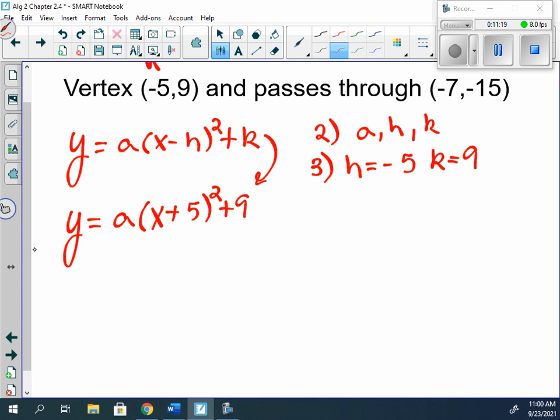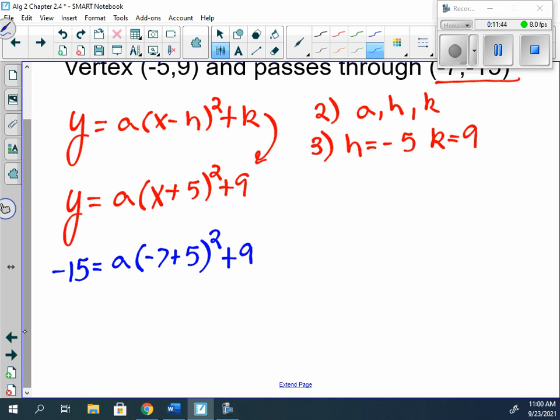So really, at this point, all we're missing is the value of a, yes? To find a, we're plugging in the point (-7, -15) for x and y to solve for the value of a. So this here would be -15 is equal to a parentheses -7 plus 5 squared plus 9.